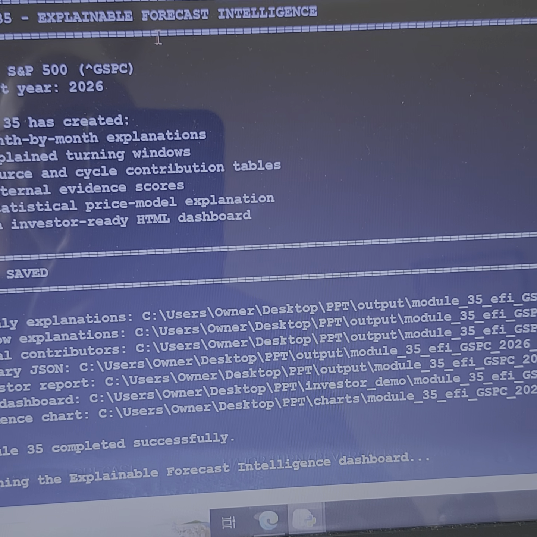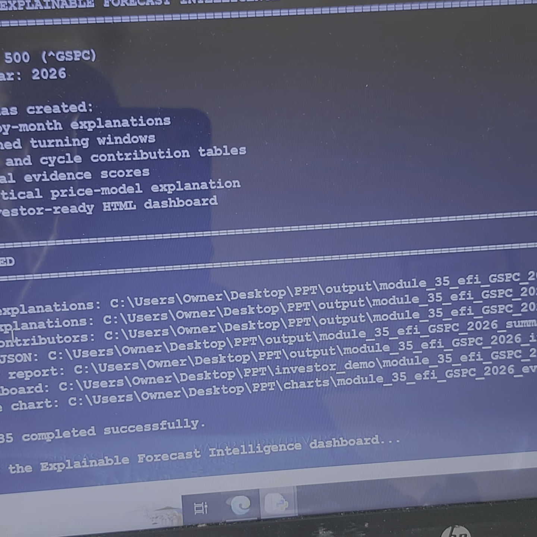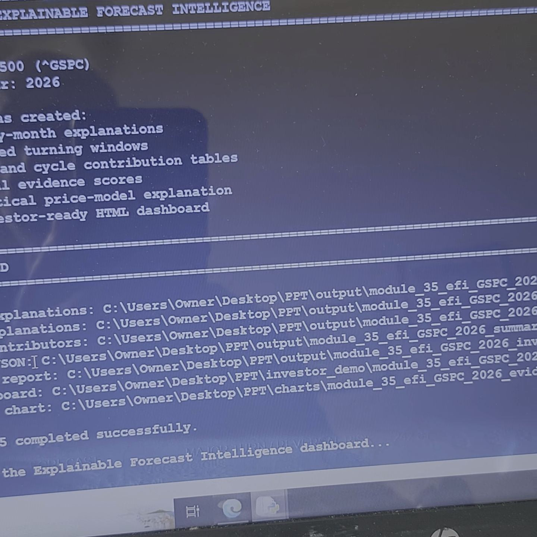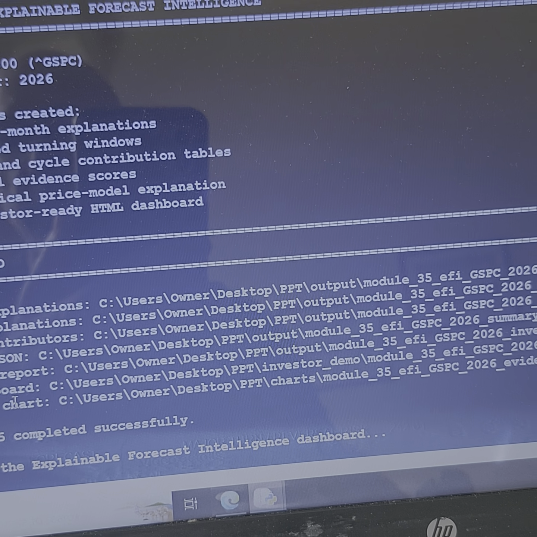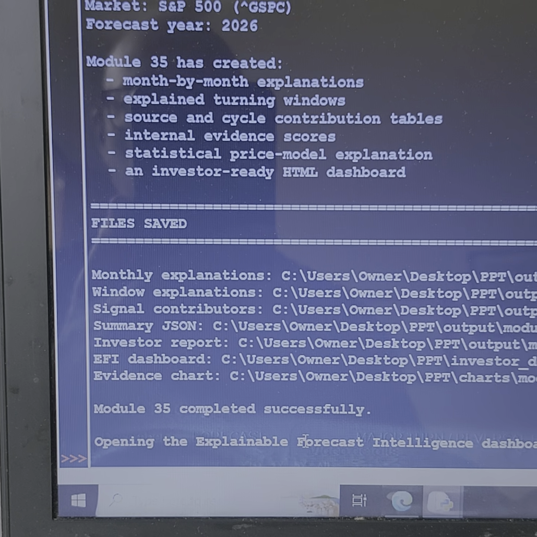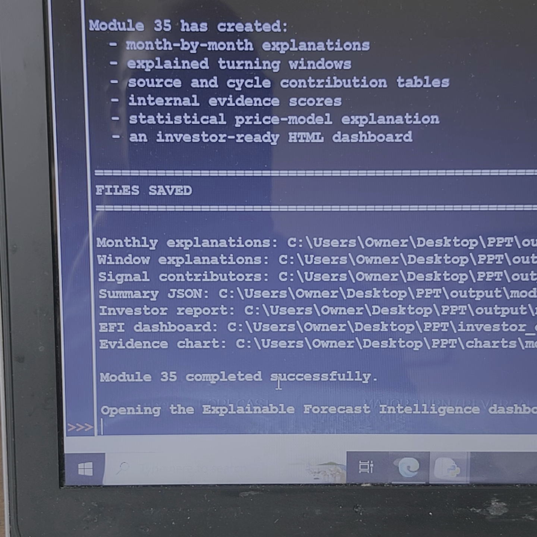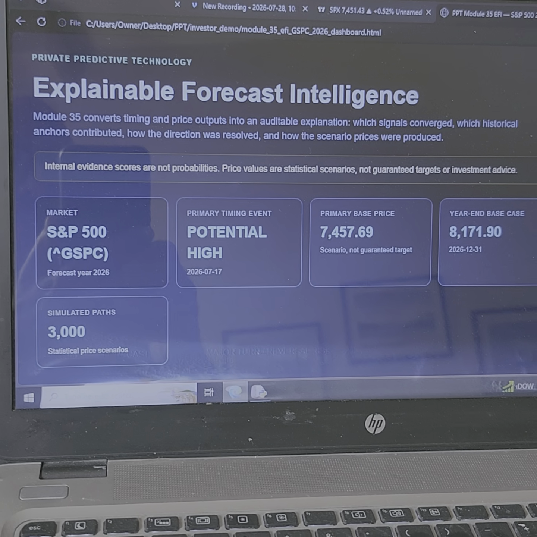It's saved all our files here, and it's provided a monthly explanation, a Windows explanation, signals, a JSON, an investors report, and a dashboard. It completed successfully, and I wanted to show you that. Let's go ahead and take a look now at the investor dashboard.